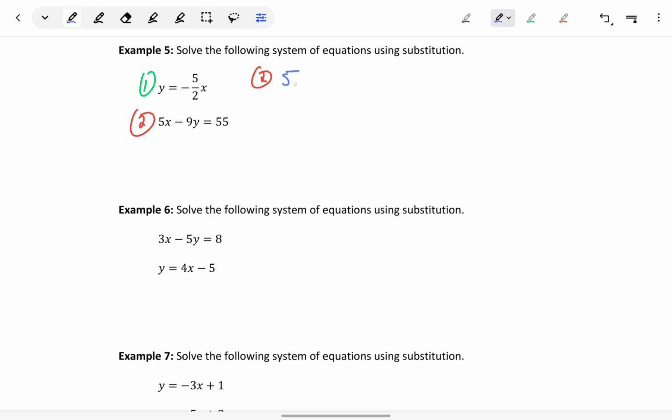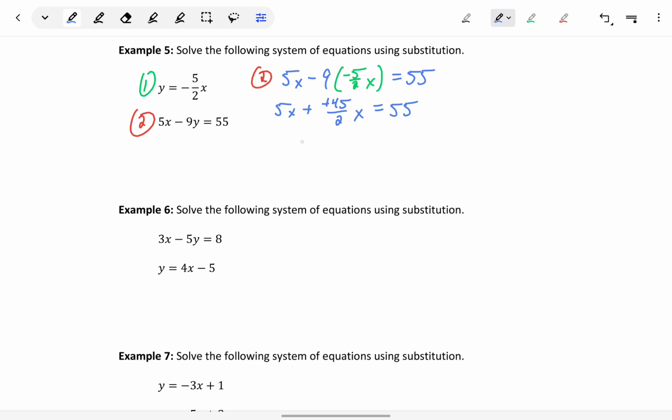So we'll rewrite equation 2 as 5x minus 9 times, in place of y, we're going to substitute in negative 5 halves x, because we know from equation 1 that that's exactly equal to y, is equal to 55. Now we can simplify a little bit on the left-hand side here. We have 5x minus negative 9 times negative 5 will be negative 45. I'm sorry, that'll end up being positive 45 halves x is equal to 55.